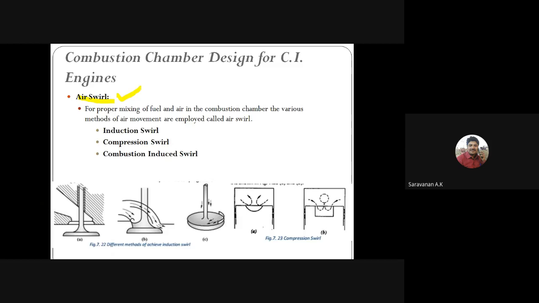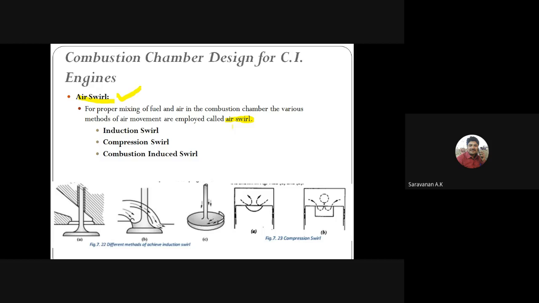Now let us see what air swirl is. For the proper mixing of fuel and air in the combustion chamber, various methods are there. The various methods of air movement are called air swirl. It is an important 2 mark question. Remember that one.